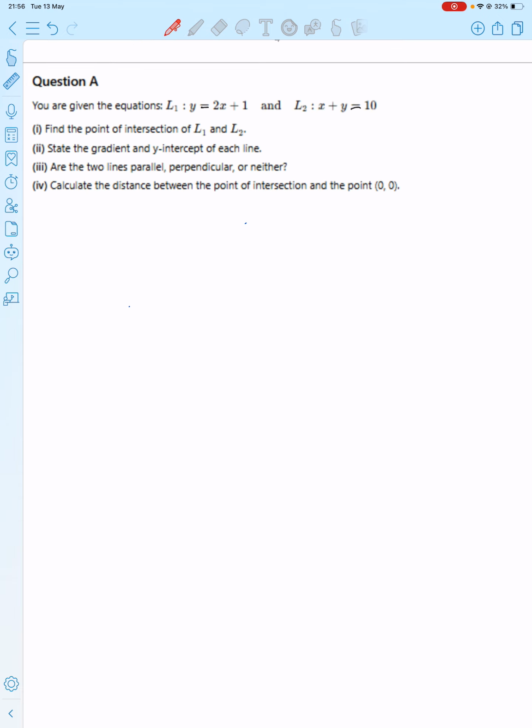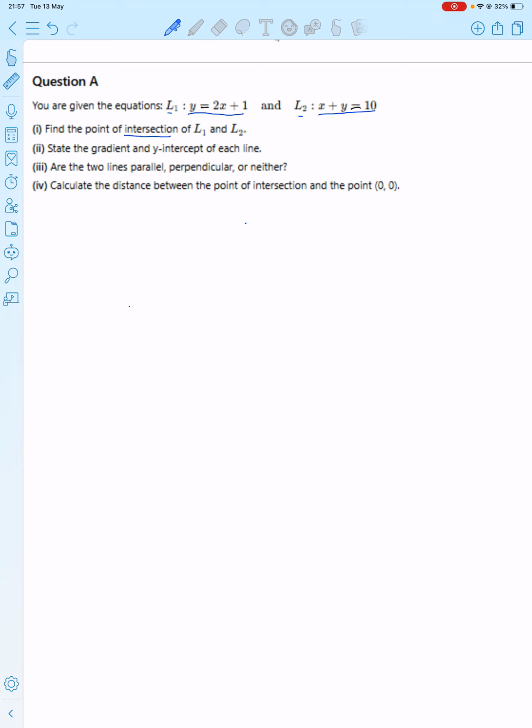So we have question A. You are given the equations L1, y equals 2x plus 1, and L2, x plus y equals 10. Part 1 says, find the point of intersection of L1 and L2. So with a question like this, when you're asked to find the point of intersection between two equations, we are solving simultaneous equations, okay? So the two equations are y equals 2x plus 1, x plus y equals 10. I'm actually going to use substitution for this one. So this equation is L1 and then this second one is L2.